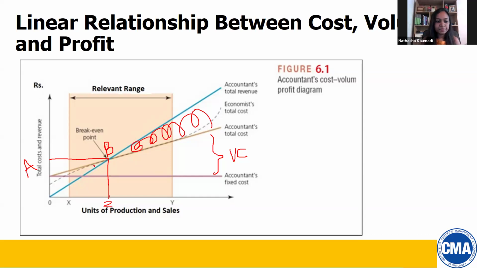What do you make in this area? Are these losses or profits? Losses. So when you go beyond the break-even point, your organization will make profits. When you go below it, your organization will make losses. To be at a point of no profits and no losses, you have to be at the break-even point. Your organization should always try to go beyond the break-even point to make profits. So this is how you can interpret the break-even point concept using this graph.